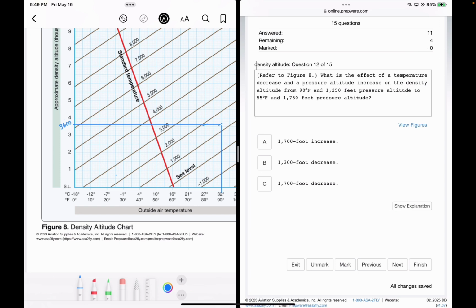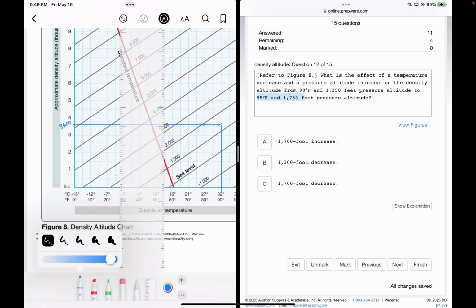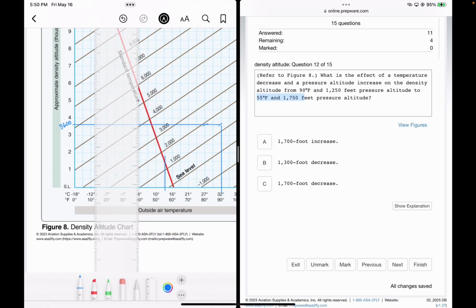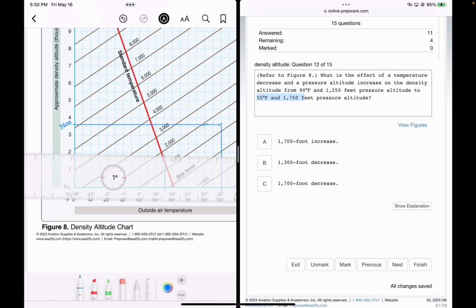It dropped to 55 degrees. So take our ruler. We find 55. Well, 55 is between 50 and 60. Okay. You draw your line up to 1,750. So that's 1,000. That's probably 1,500. 1,750 is probably over there. I don't know, I'm just guessing. You just have to guess on your test. That's how you will succeed, by guessing on your test.